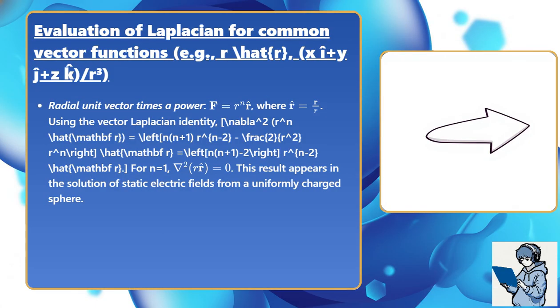Radial unit vector times a power. Bold F equals r to the n r hat, where r hat equals bold r over r, using the vector Laplacian identity.